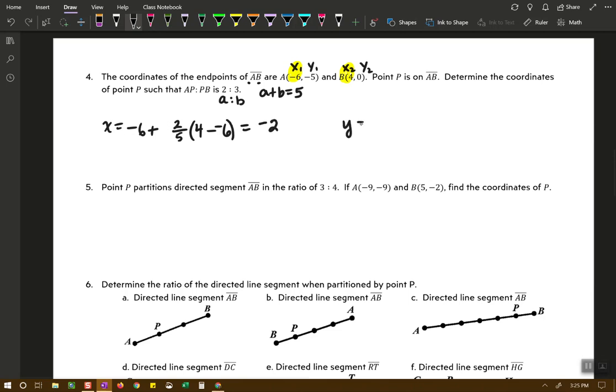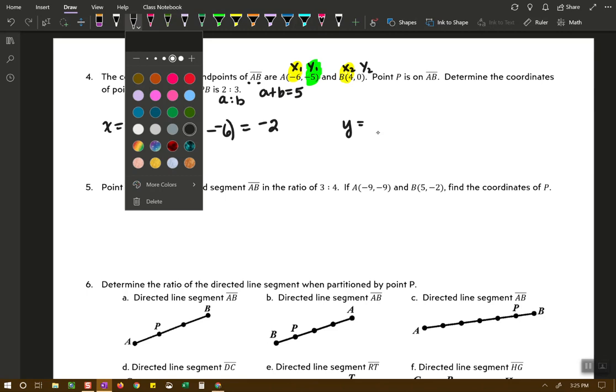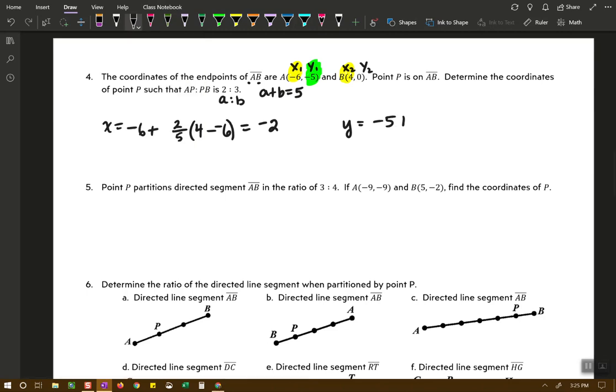Okay, now the y, we're going to start at y1, which is -5, plus the ratio, which is 2/5, times y2. Should I highlight it since I'm already going with the highlights? 0 minus a -5. It's 5, 5, 2, I'm getting -3. So point P happens at -2, -3.